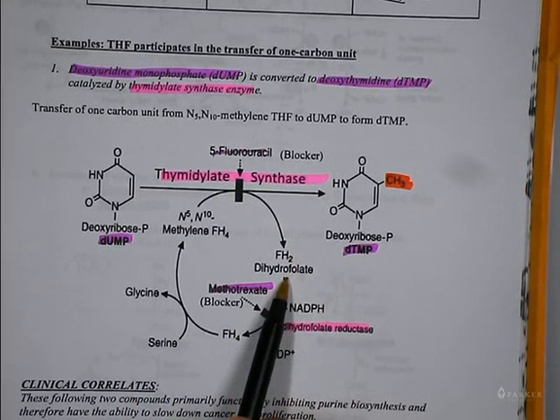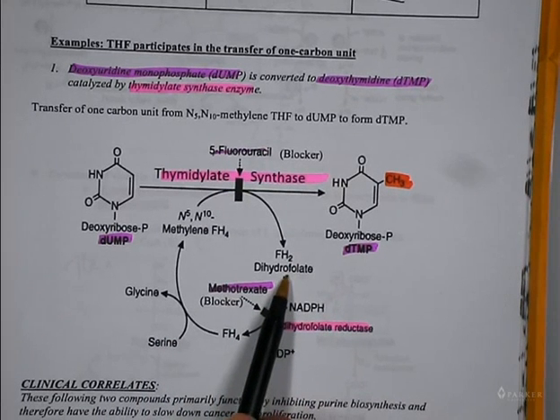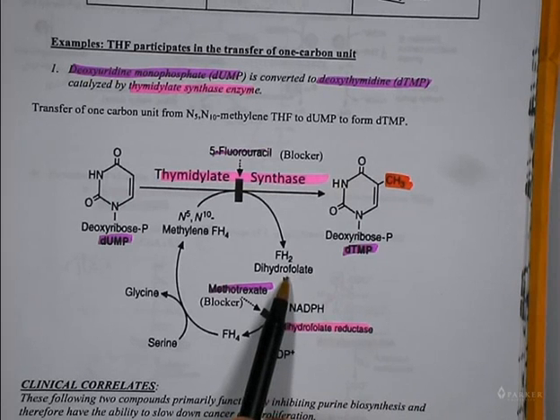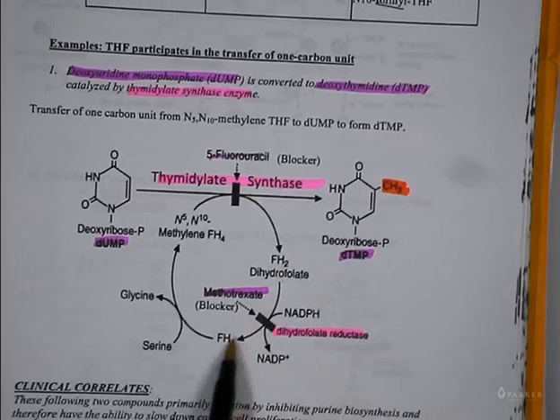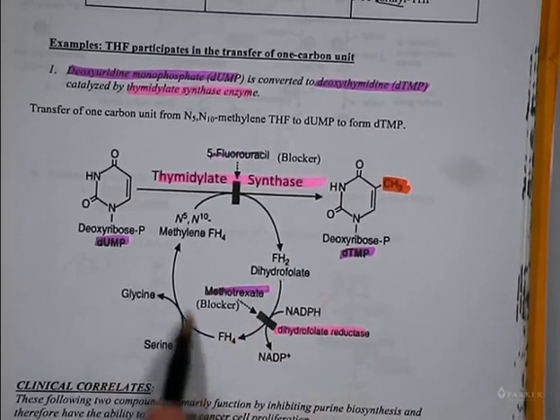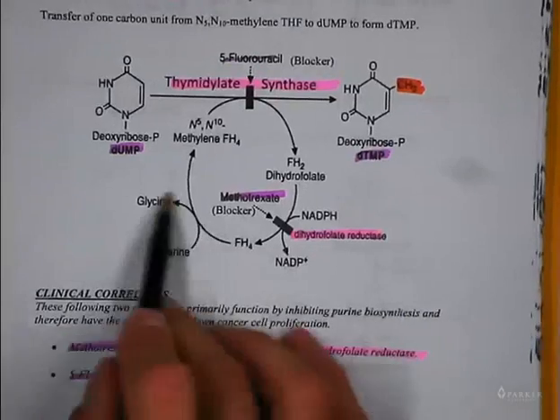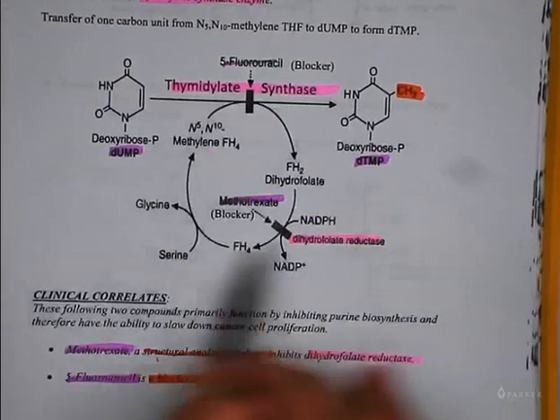Is dihydrofolate the active version? No. What enzyme will take dihydrofolate to tetrahydrofolate? Dihydrofolate reductase. What does it need? It needs NADPH. Fantastic. Takes it back to FH4. What's it doing here? It's getting remethylated from its one carbon pool so it can continue to do this again.